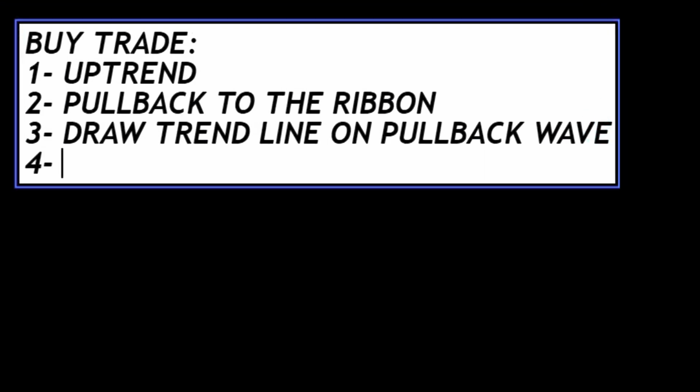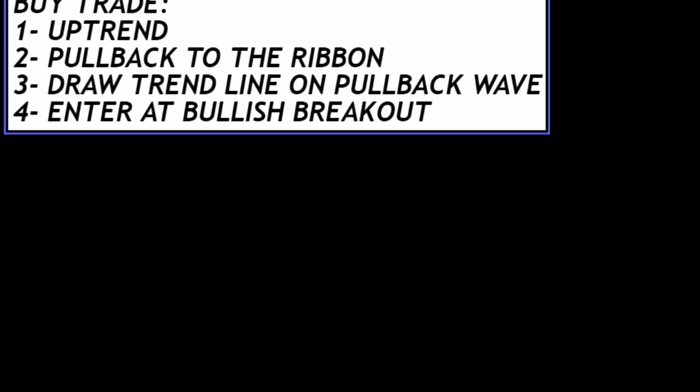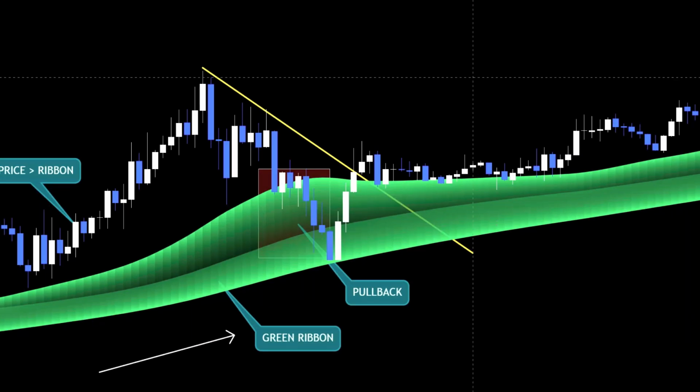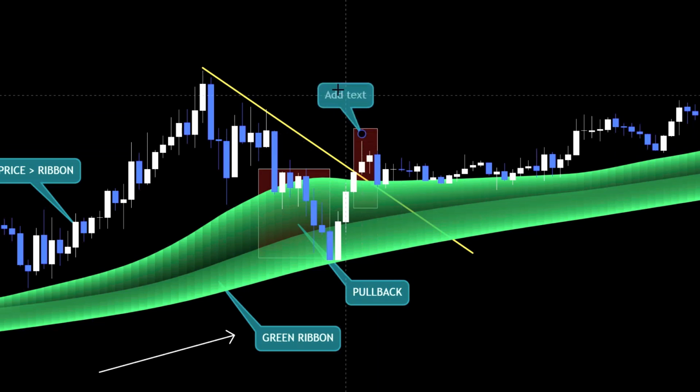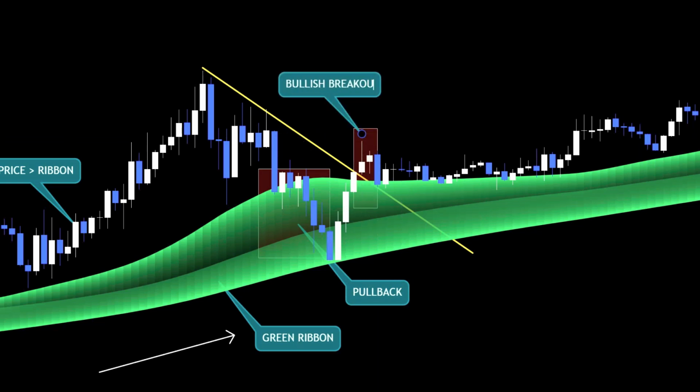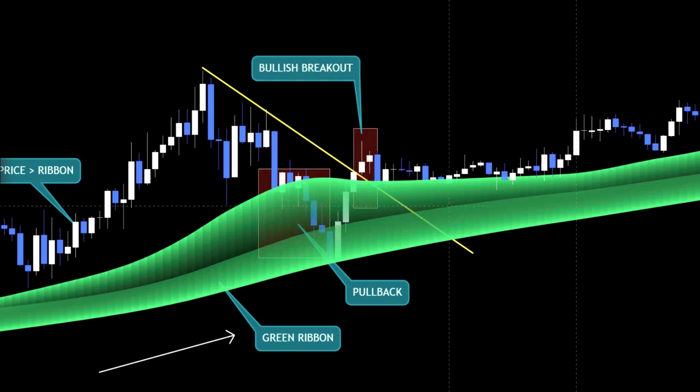Next, we're watching for a breakout. You want to see a candle close above that downward sloping trend line you just drew. A candle closing above it means the price is breaking out of that corrective move and it's likely to resume its uptrend. That's your buy signal.